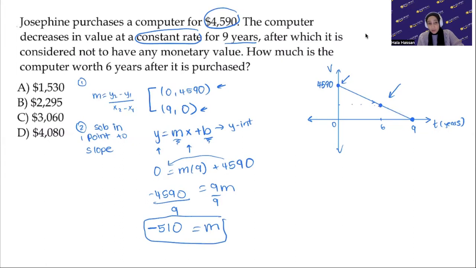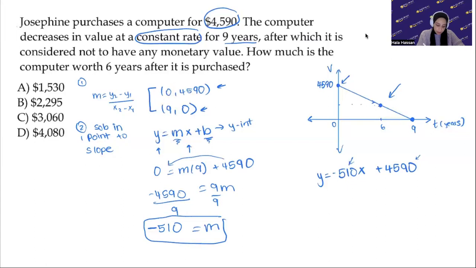But we weren't just asked for what is the rate that it's decreasing by. It said, what is the computer worth? So what is that y value, right, for value after 6 years? So I can sub it back into my equation to make a standard equation. So I have negative 510 x. And remember, in your standard equation, the x and y will change because those are related to all these different points. But the slope, because it's constant, is always going to be the same. The y-intercept doesn't change as well, so it's always going to be the same. So I can sub those in.